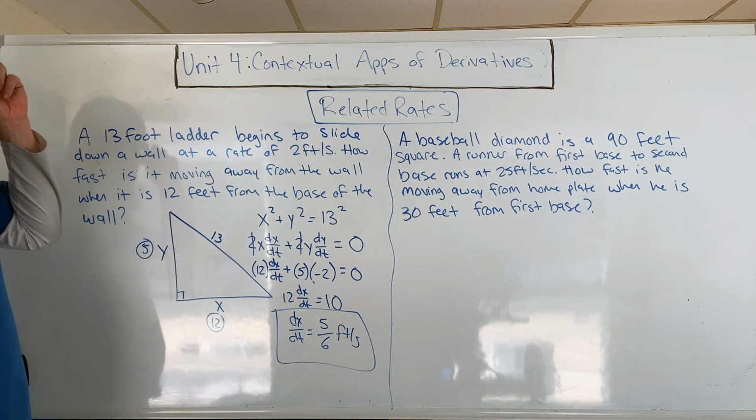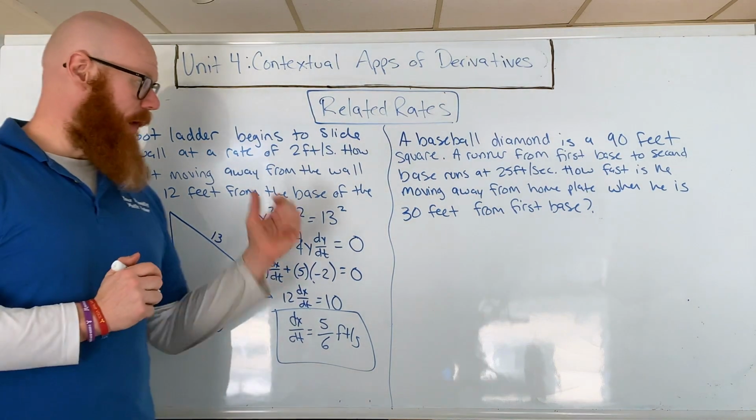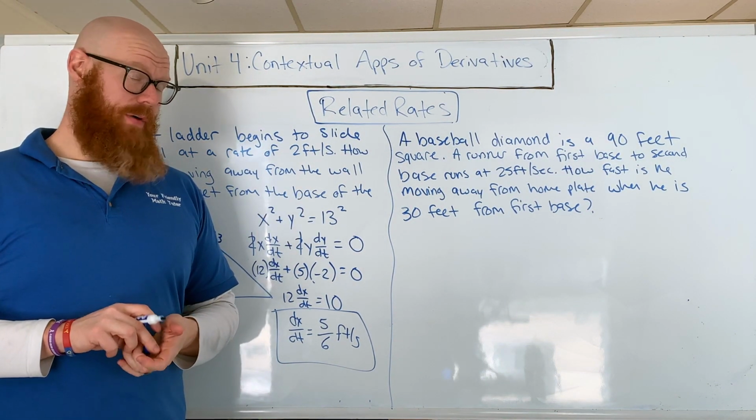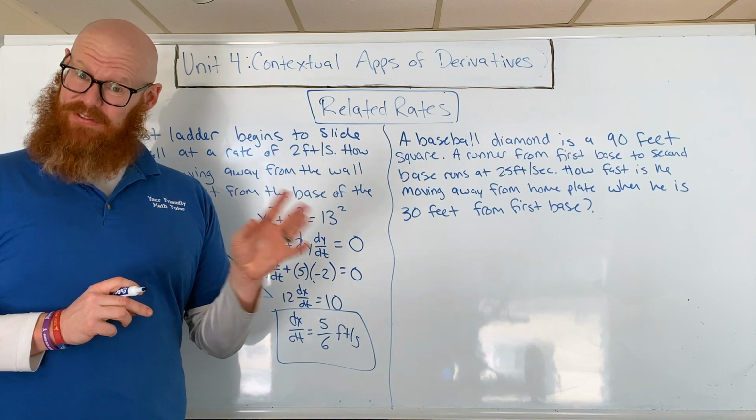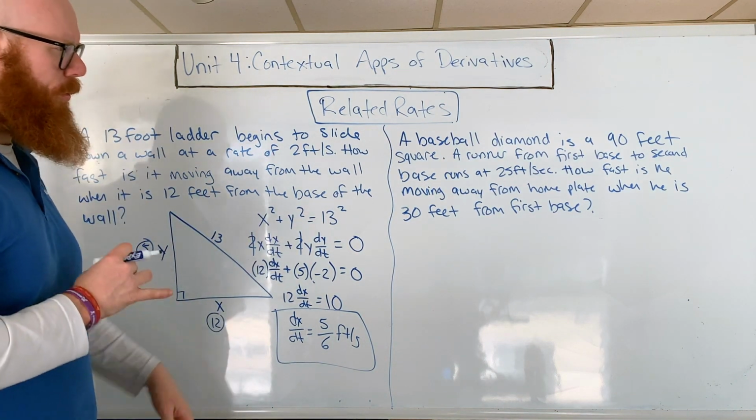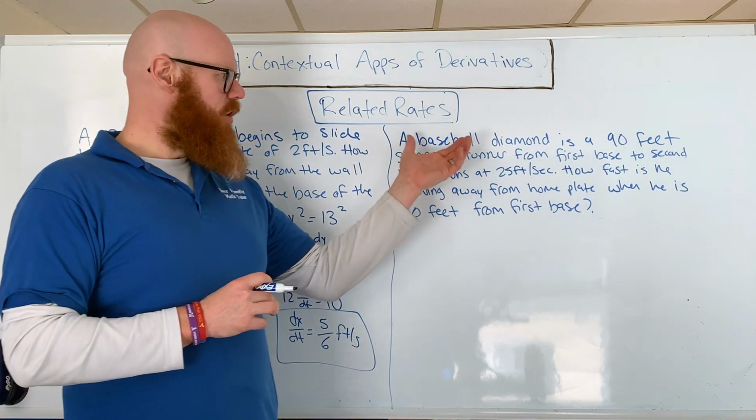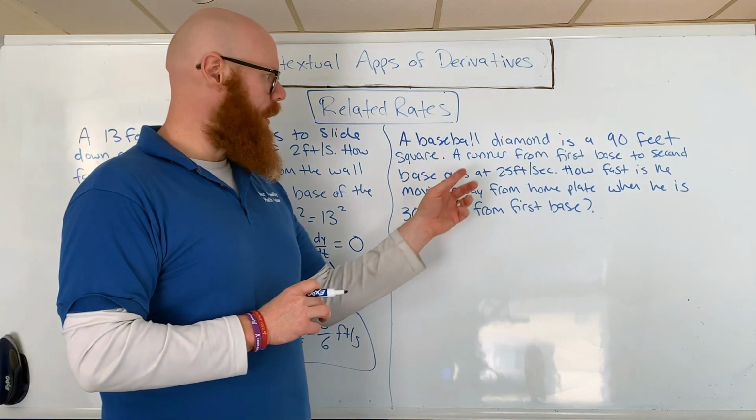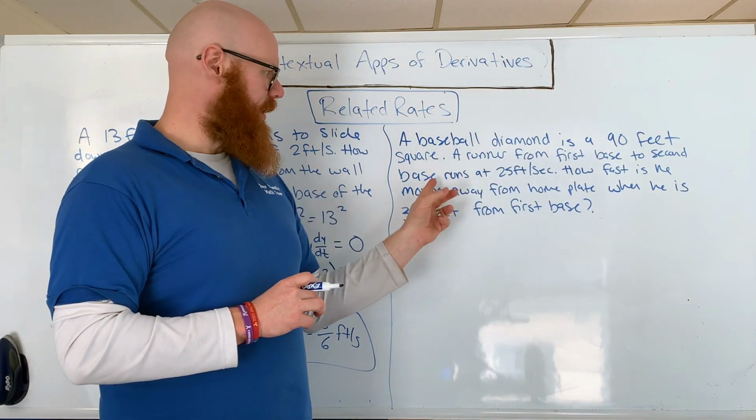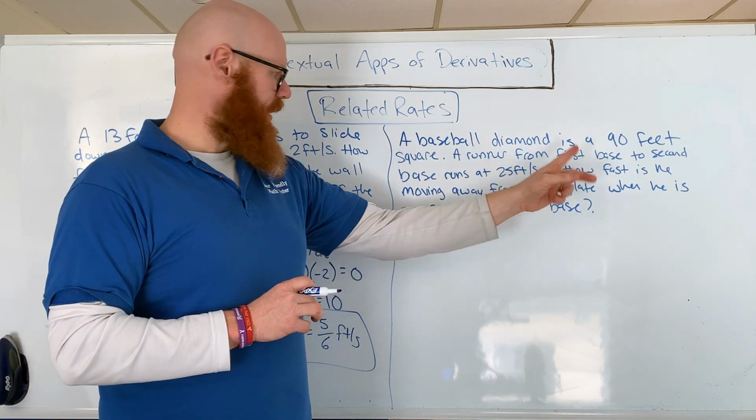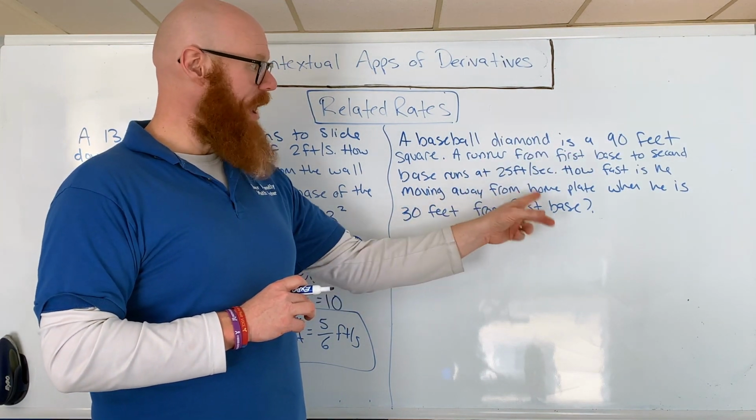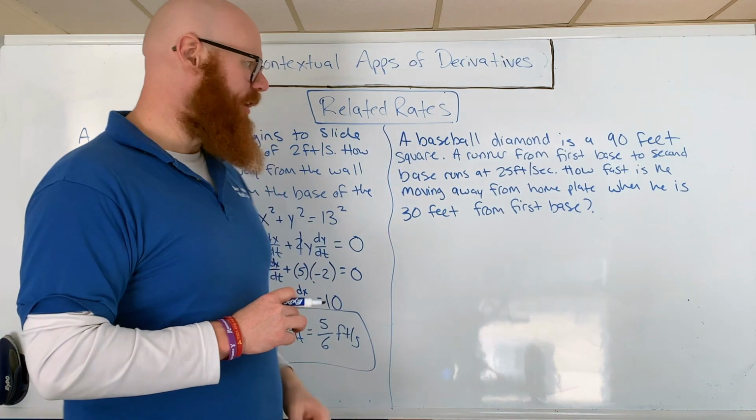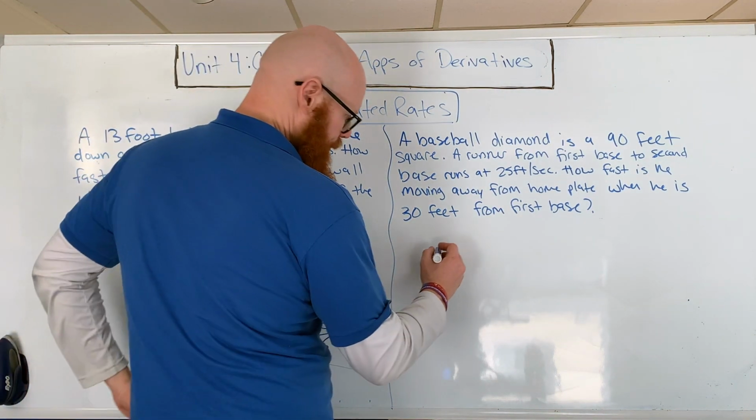Okay, let's take a look at another problem that also involves the Pythagorean theorem, also involves the fact that there's a constant, but in a different place. So this is a really important thing when we do related rate problems. So we've got a baseball diamond as a 90-foot square. A runner from first base to second base runs at 25 feet per second. How fast is he moving away from home plate when he's 30 feet from first base?